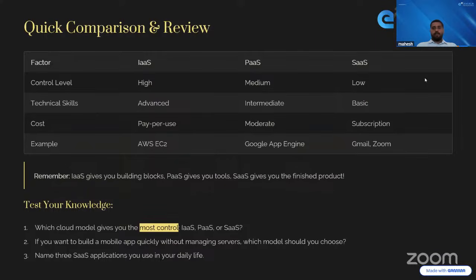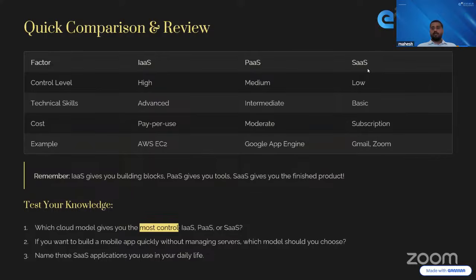And if you talk about the cost factor, all three are pay as per use, but with SaaS you take a subscription. For example, Netflix: while you are using Netflix, you take a subscription and pay only for the subscription that you are using. The cost of PaaS is moderate, because you are just using a platform, since the entire code has to be developed by the cloud provider. The cost of developing the code is more compared to usage. That's why it is moderate.